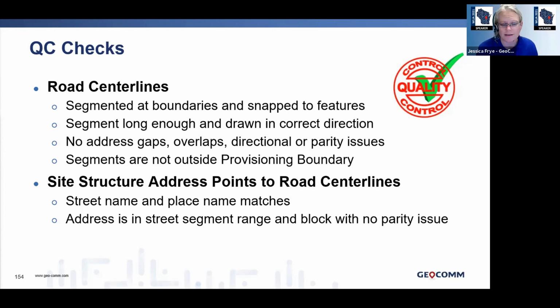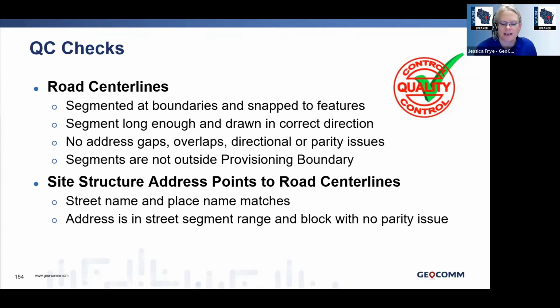The next one is the segment length, and is it drawn in the correct direction? So we know that there are super long segments in some jurisdictions and super short segments in others. It really depends on how you break your segments at the boundaries, and specifically if you have teeny tiny short segments, those can throw off the systems.